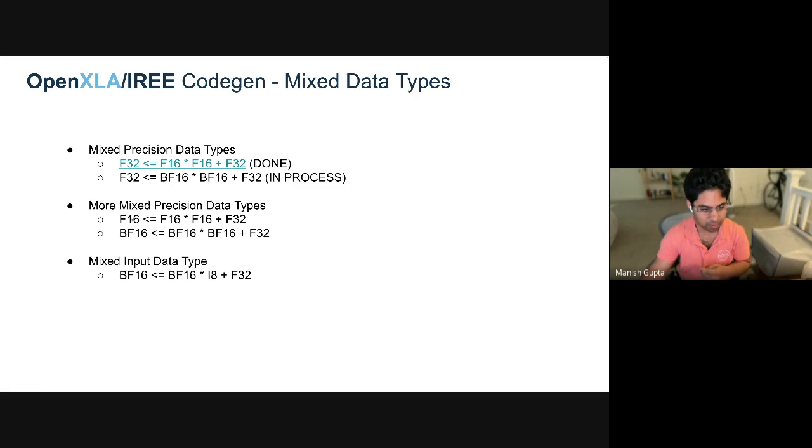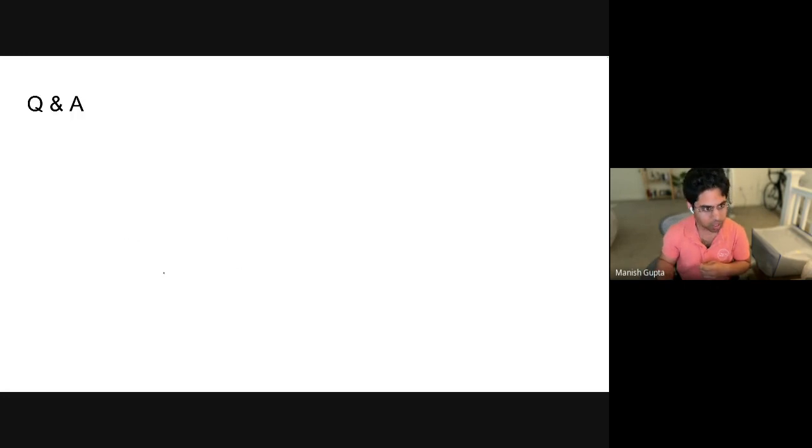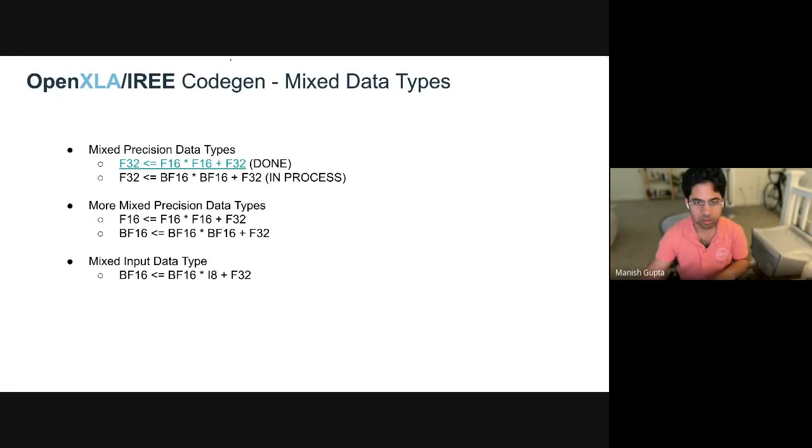And then finally, we want to get to a mixed input data type, which is BF16 as operand A, int8 as the other operand, and you're outputting in BF16. So I guess that's all I had.